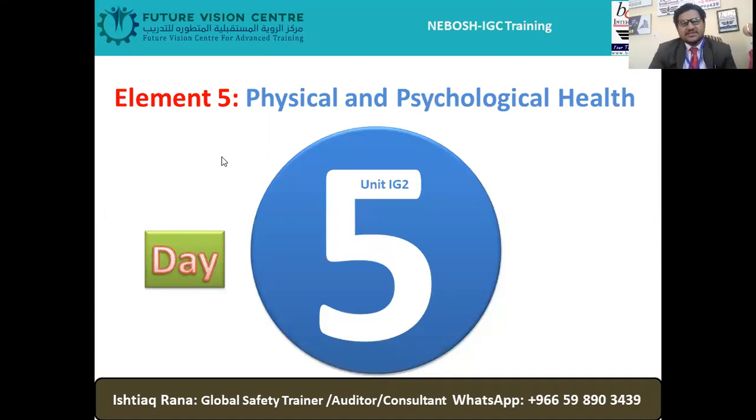So the whole discussion starting from today onward up to element 11 would have a triangle: hazards, in other words, hazards and risk, on one side. Then on the other side, the controls and the precautions, a systematic way of how we're going to control or reduce the impact of those hazards or risks.